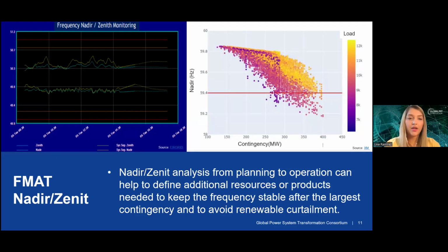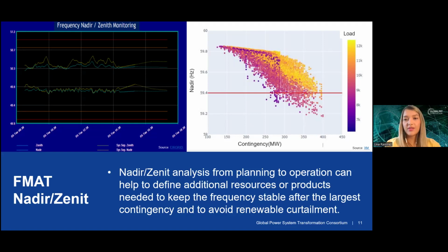So here, in the left figure, we see how EarthGrid is including some forecasting and some simulations for predicting nadir and zenith in real time. They consider that critical inertia alone is not enough, so they are running simulations in real time, to predict, with the amount of renewables and the dispatch they will have in the next minutes, what the nadir and zenith will be in the system, whether they are at a secure level or not, taking into account the largest contingency.